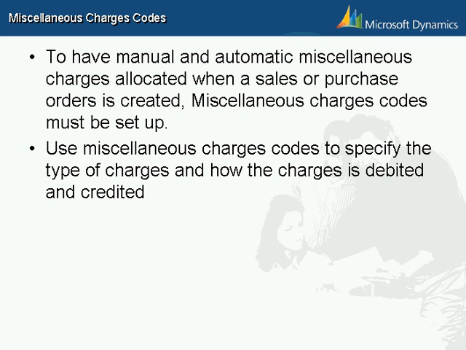Miscellaneous charge code. To have manual and automatic miscellaneous charges allocated when a sales or purchase order is created, miscellaneous charges code must be set up. So you need miscellaneous charges code if you are going to allocate manual or automatic miscellaneous charges. Use miscellaneous charges code to specify the type of charges and how the charge is debited and credited.